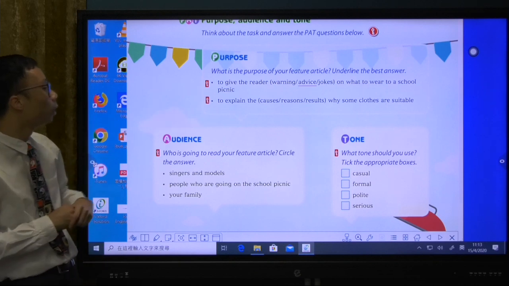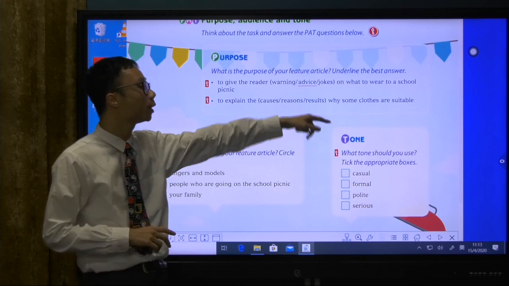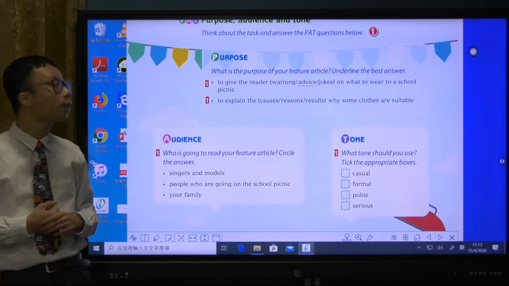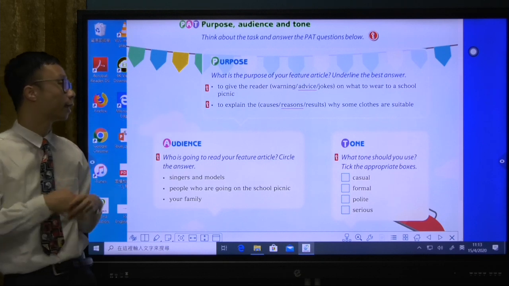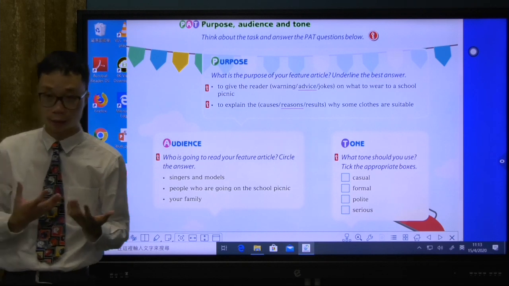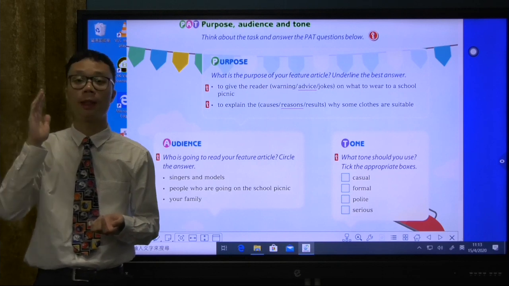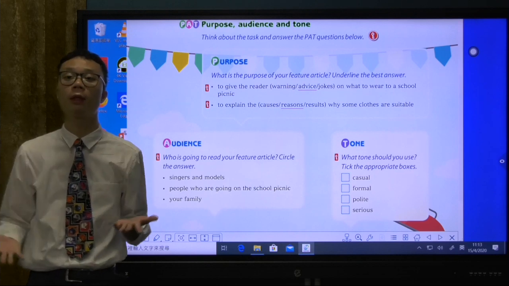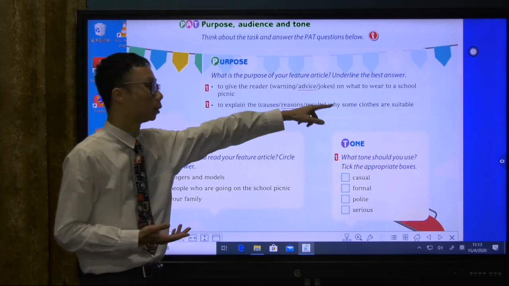Okay, next one. Explain the causes, reason, or result why some clothes are suitable. What do you think? Since it's advice, it should explain the reason behind it. Why is this advice given, like hiking boots, reasons? So you have to explain the reason why some clothes are suitable.